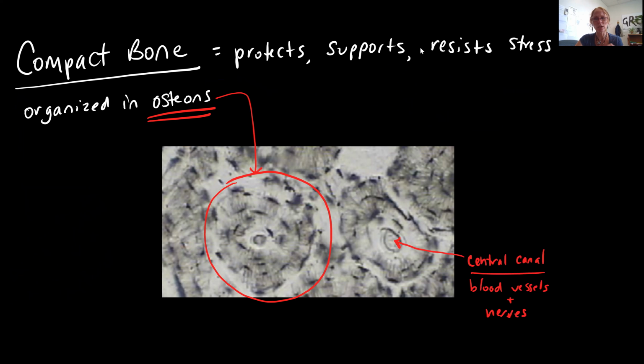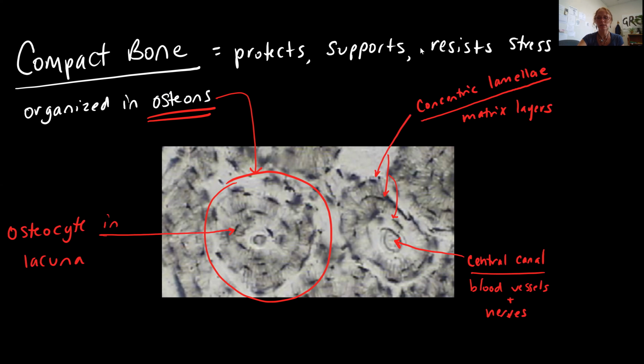Now, looking at our structure here in a little bit more detail, you have at the center of each osteon unit what's called the central canal. That's going to be lined with endosteum, and it's going to be a passageway for blood vessels and nerves. Remember, the cells of our bone are living, and so that means they need access to oxygen and nutrients from the bloodstream, and they also need to get rid of waste products via the bloodstream.